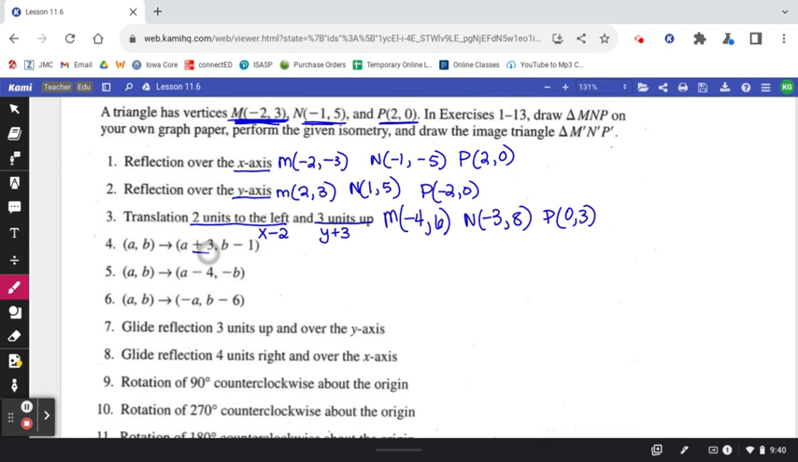On number 4, it wants me to add 3 to my first term and subtract 1 from my second term. So for M, I'm going to add 3 to -2, which is 1, and subtract 1 from 3, which is 2. For my N, I'm going to add 3 to -1, which is 2, subtract 1 from 5, which is 4. And for the P, add 3 to 5 and subtract 1, -1.